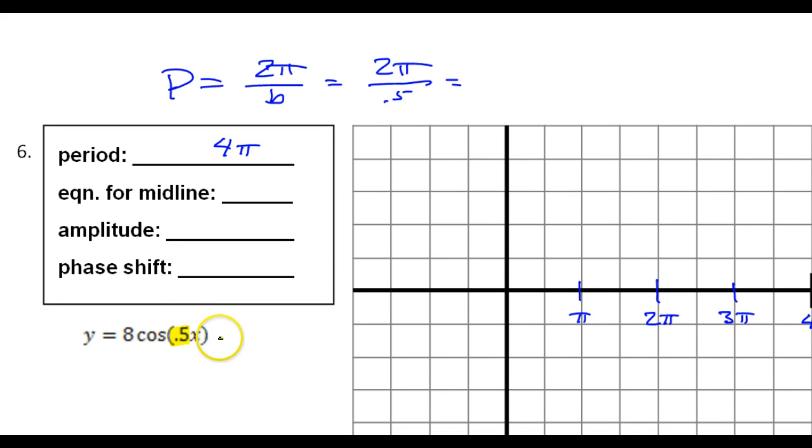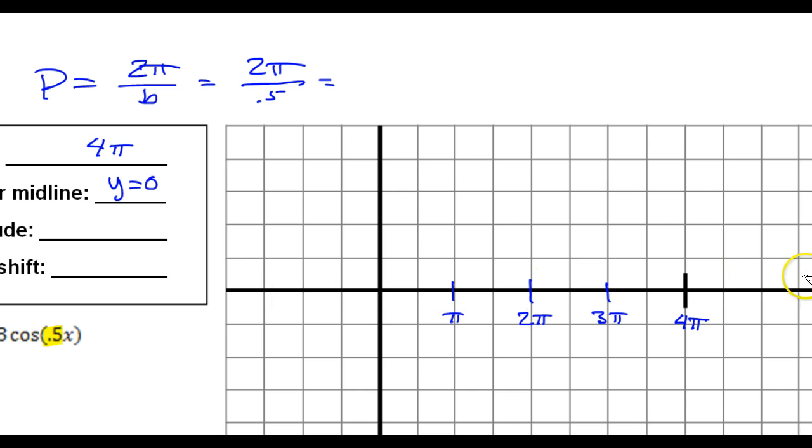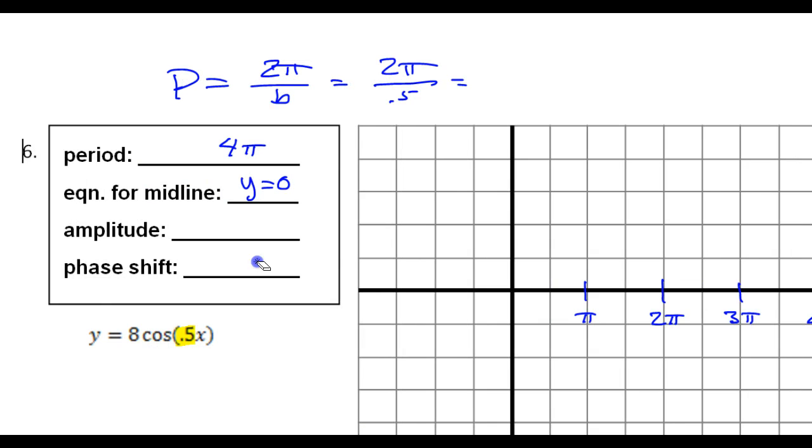The midline is normally something we can see because of a vertical change. Like if this was a +7, then I'd know the midline would be up 7. But there is no number there. So that means the midline is y equals 0, right? Because it's like +0 when it's invisible like that. In other words, the x-axis is the midline. So that's nice.